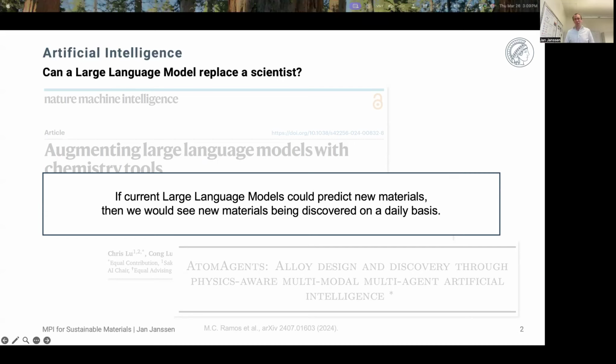So I want to use the following few minutes to give you a bit of an overview: what are the current capabilities of large language models, how we can use them for our research, and also to highlight what's still missing and what we can contribute in terms of our expertise.